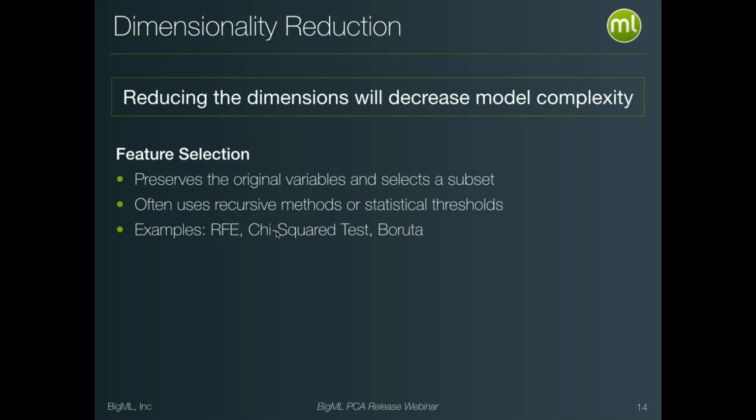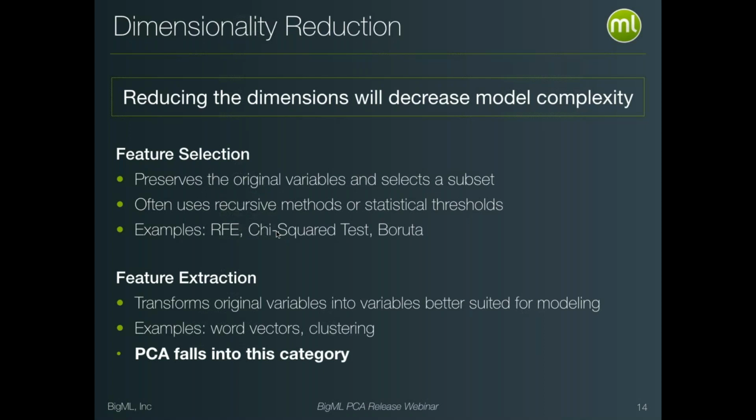Feature extraction techniques are the other aspect of dimensionality reduction, a different way for you to reduce your dimensionality. What feature extraction methods do is transform your original variables into new variables that are better suited for the modeling process. Examples of this might be applying word vectors or applying clustering techniques to your data. You can often be very creative in your feature extraction methods, and sometimes they'll combine more than one feature in the extraction process. Principal component analysis falls directly into this category.